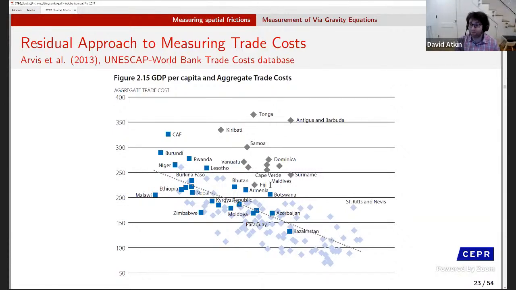So this is some evidence for that earlier conjecture. Are trade costs particularly high in developing countries? Well, if you back them out in this way, then yes, they do relatively more trade with themselves than with others compared to rich countries.